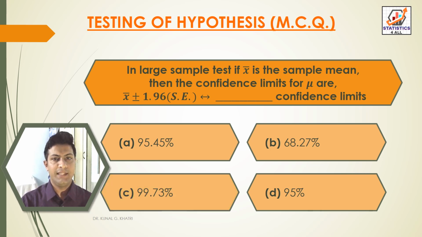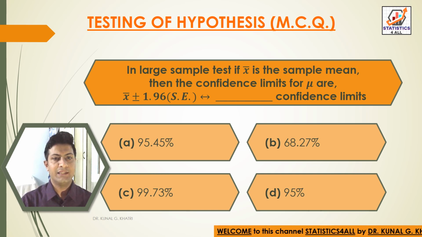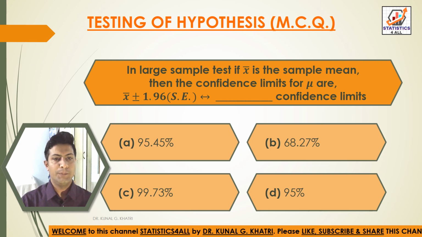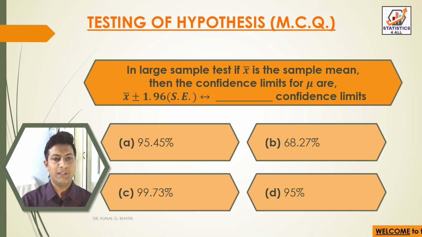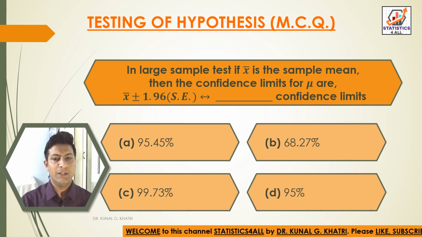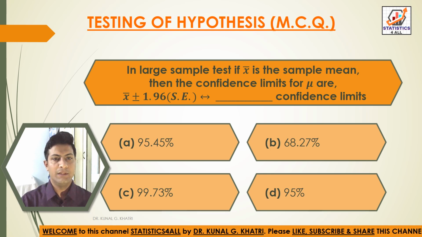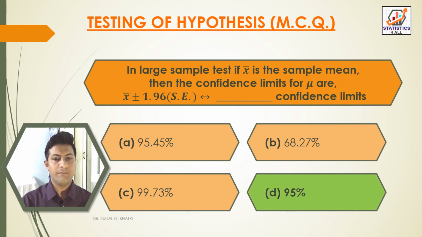In large sample test, if x bar is the sample mean, then the confidence limits for mu are x bar plus or minus 1.96 into standard error gives dash confidence limits. Option A 95.45%, option B 68.27%, option C 99.73%, option D 95%. So here we have answer option D 95%.